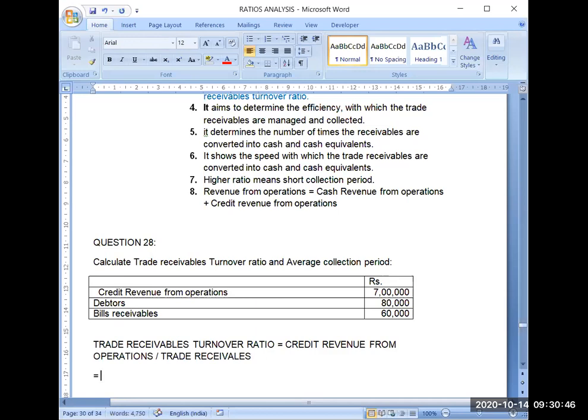Now, credit revenue from operations is given 7 lakh, divided by 1,40,000. We can always show the calculation of trade receivables also. Sorry, it will come 5 times.